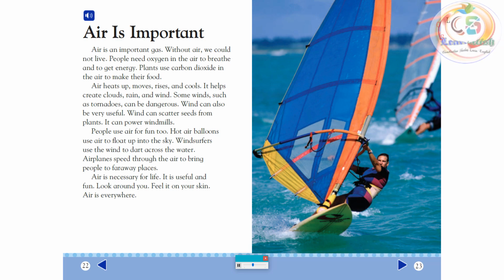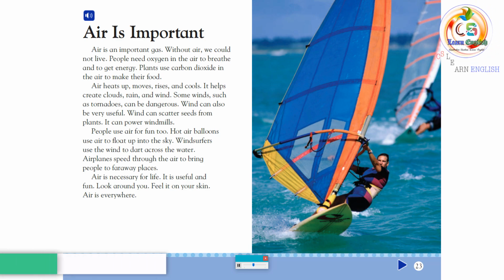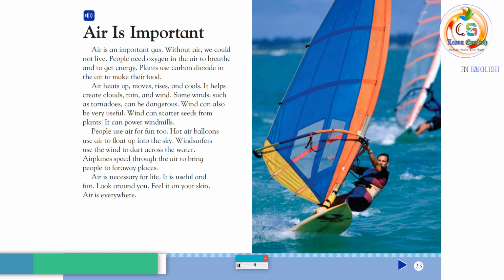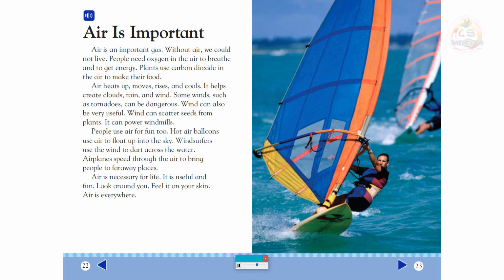Some winds, such as tornadoes, can be dangerous. Wind can also be very useful. Wind can scatter seeds from plants. It can power windmills. People use air for fun, too. Hot air balloons use air to float up into the sky. Windsurfers use the wind to dart across the water. Airplanes speed through the air to bring people to faraway places.